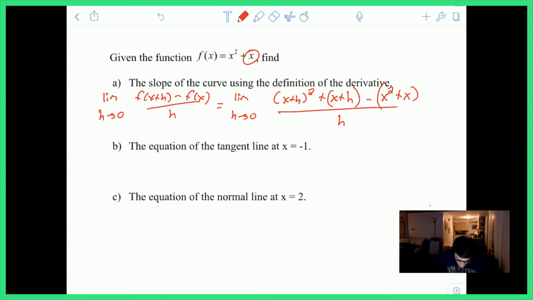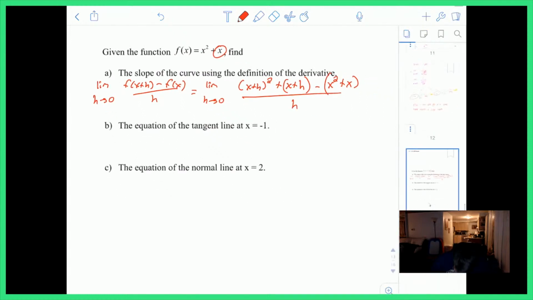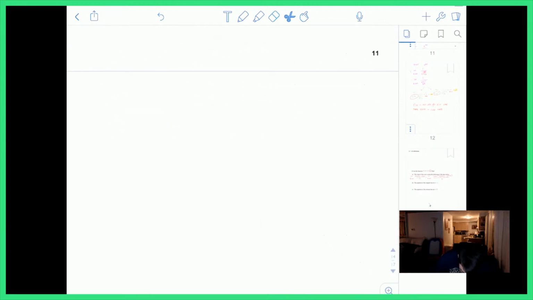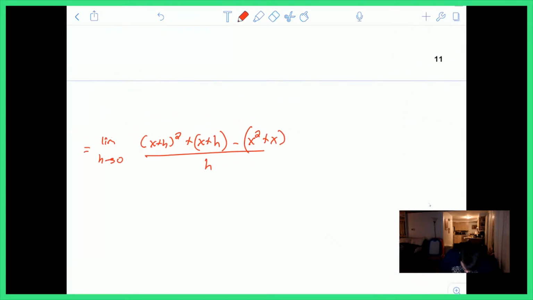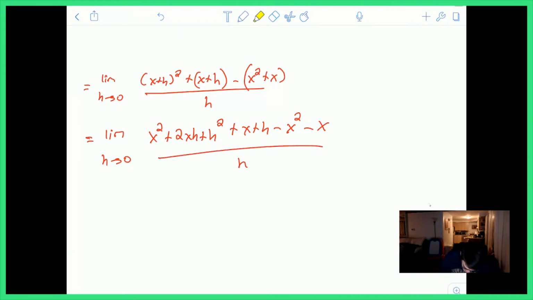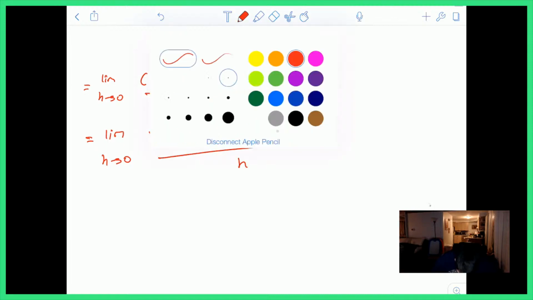Okay, it's clear I'm going to need a lot more room, so I'm just going to add a page, and I'm just going to take this and go solve it on a separate sheet for a moment. And we'll go ahead and pick this party up right here. So equals the limit as h goes to 0 of x squared plus 2xh plus h squared plus h minus x squared minus x, making sure I did not forget to distribute this negative properly. It's very important, okay? So let's see what happens.